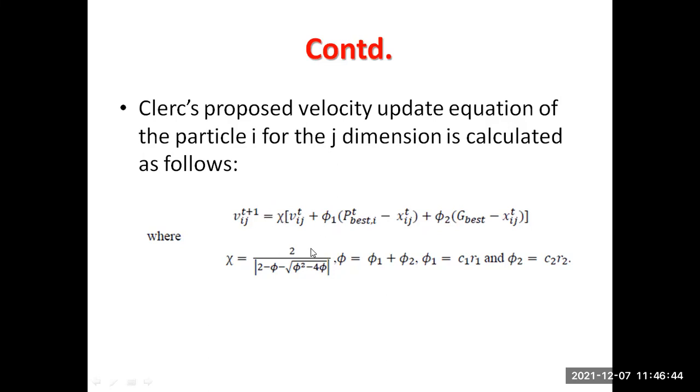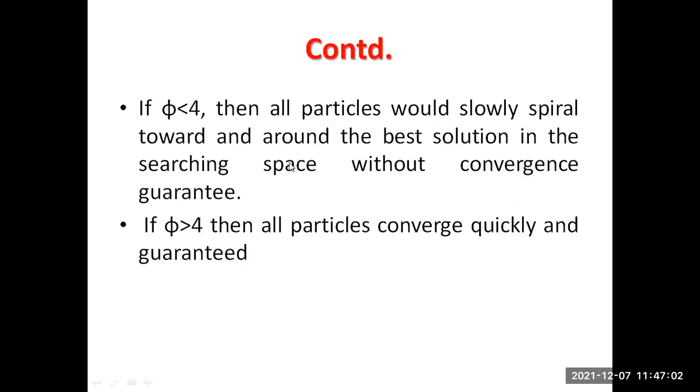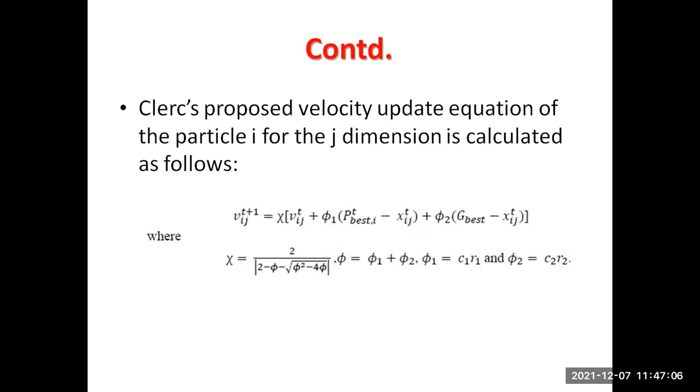Now, this lambda is basically 2 by 2 minus phi minus square root of phi squared minus 4 phi. So this value we are supposed to calculate. Phi is already known to us, so we'll substitute this value and we'll get the value of lambda. Now, there are certain things which we need to understand. Phi is basically 2.05 plus 2.05. It is almost more than 4.